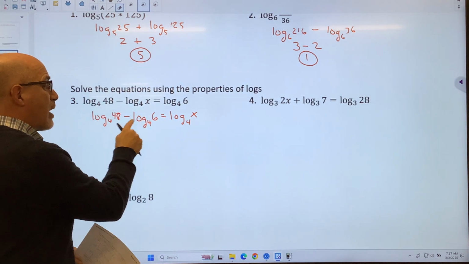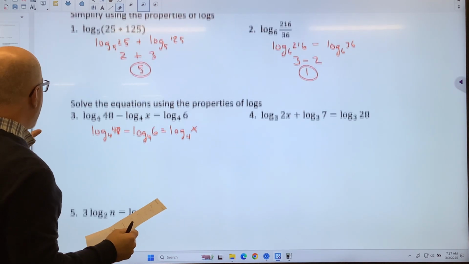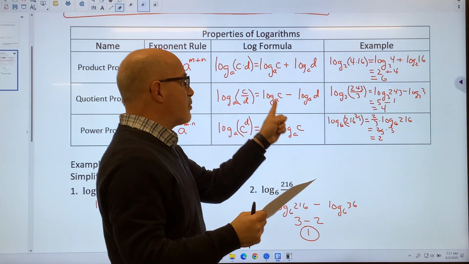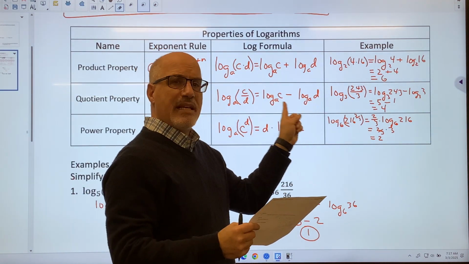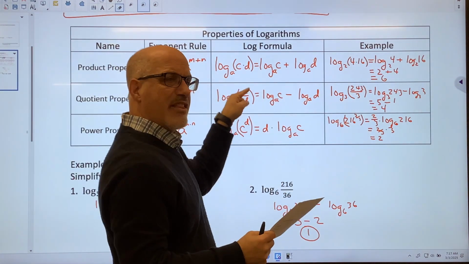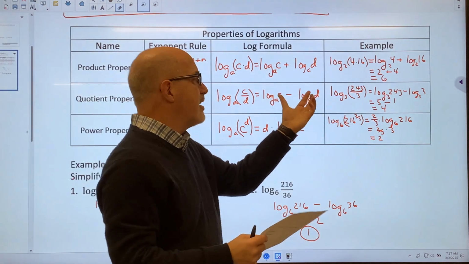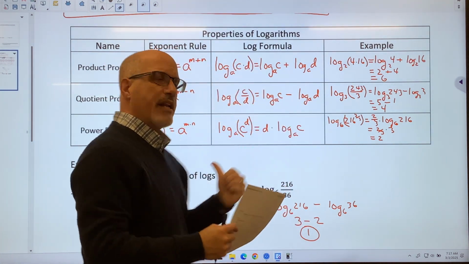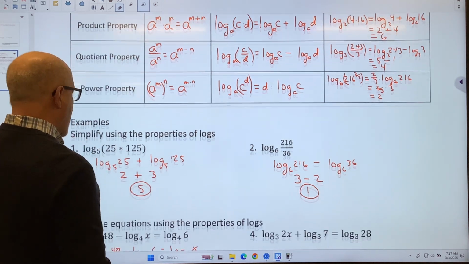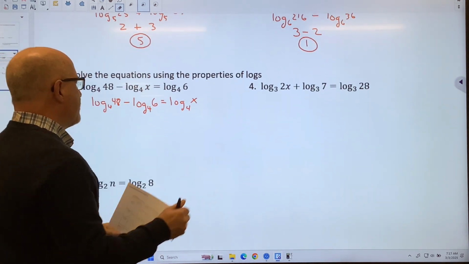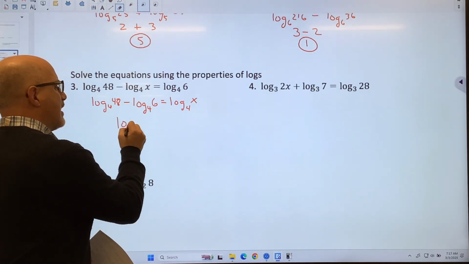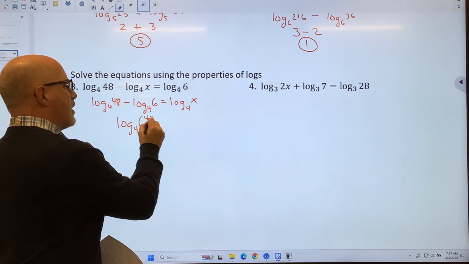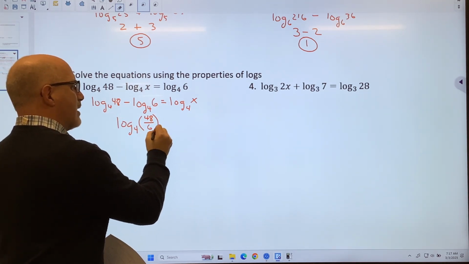Now this subtraction, I'm gonna go backwards on this property. Notice if I have the subtraction of two logs with the same bases, I can divide the two things on the inside. So I'm taking this idea and going backwards on it to produce a single log. So if you look at this one, I'm gonna have log base 4, and I'm gonna put on the inside the first one divided by the second one.